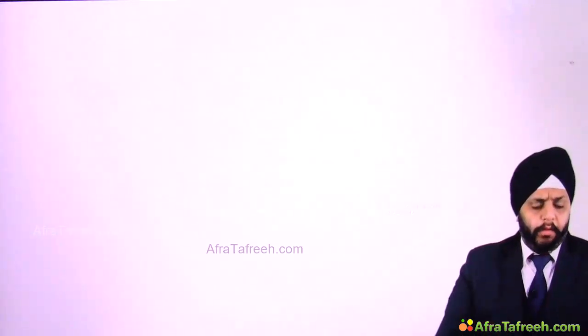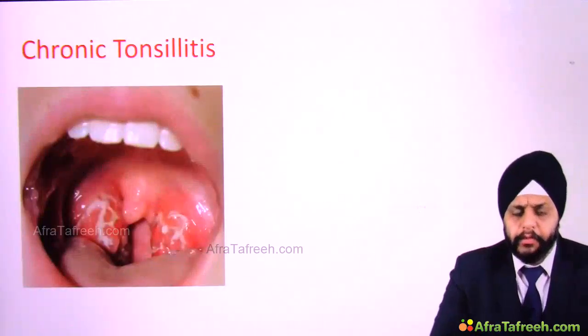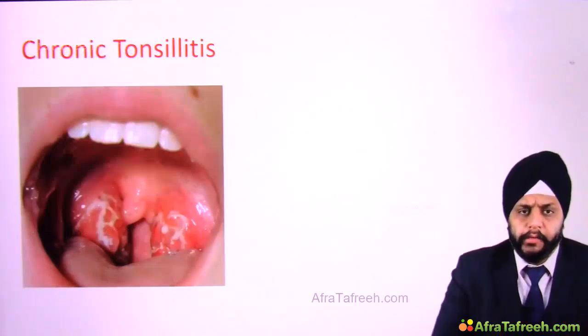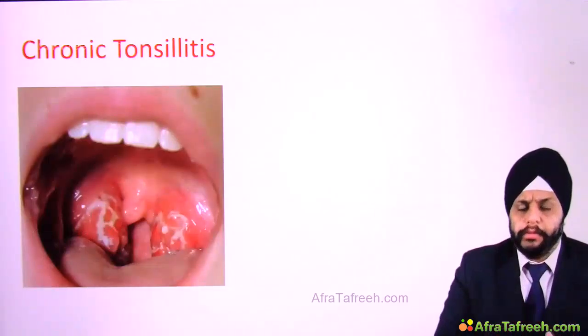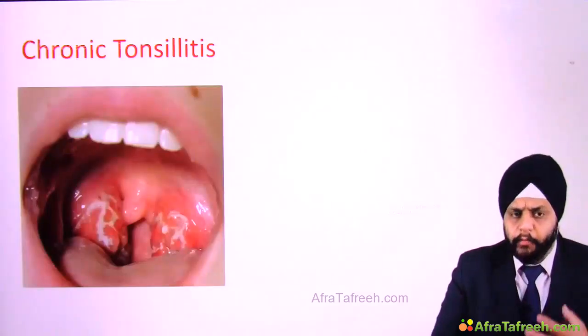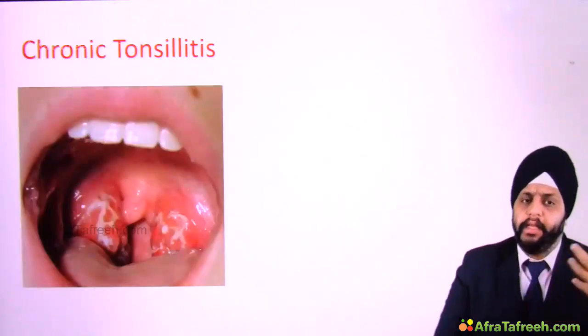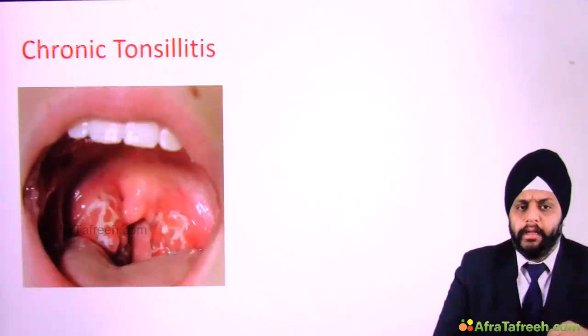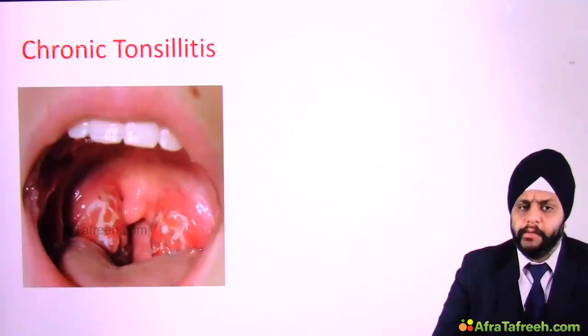Okay, now let us come to chronic tonsillitis. So we have seen the different types of acute tonsillitis. Let's come to chronic tonsillitis. So what do we mean by chronic tonsillitis? It means a chronic inflammation of the tonsils. Now we know that these tonsils, they are meant to fight against the bacteria. So they swallow the bacteria, they fight, they destroy it, it's finished, they go back to their original size.